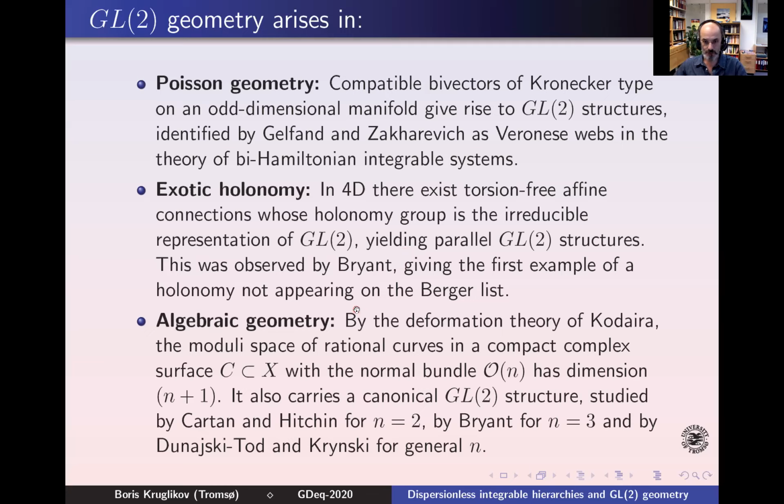In algebraic geometry, if we consider a moduli space of rational curves in a compact complex surface and fix the normal bundle to be O(n), then the moduli space of these curves has dimension n+1. And it naturally carries GL2 structures. For n equal to 2, they were studied by Cartan and Hitchin, for n equal to 3 by Bryant, and in the general case by Dunajski, Tod, and then by Krynski.